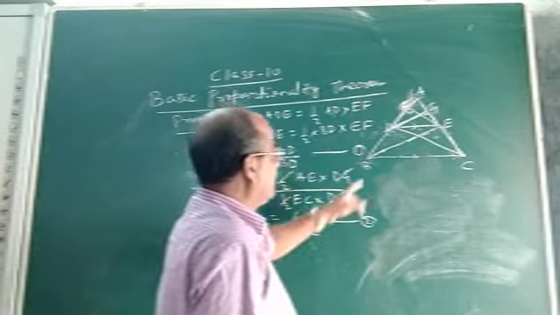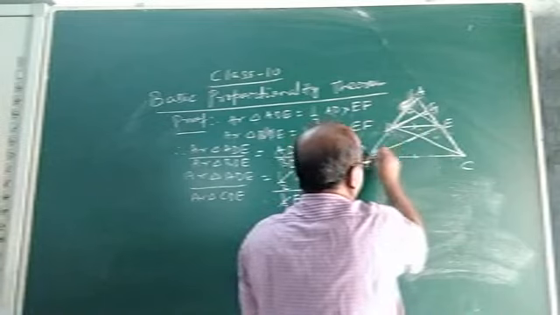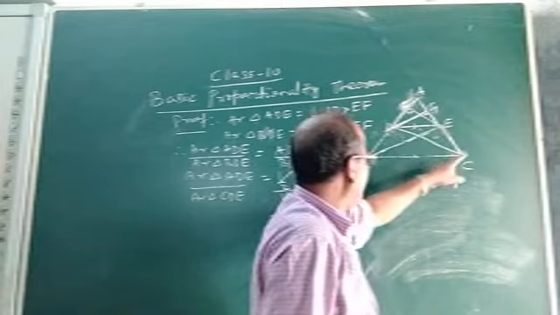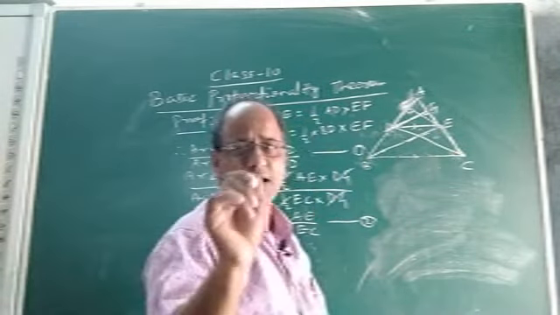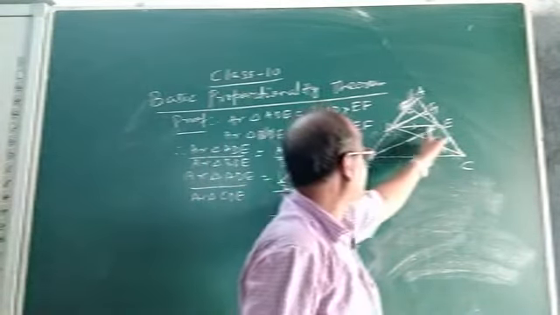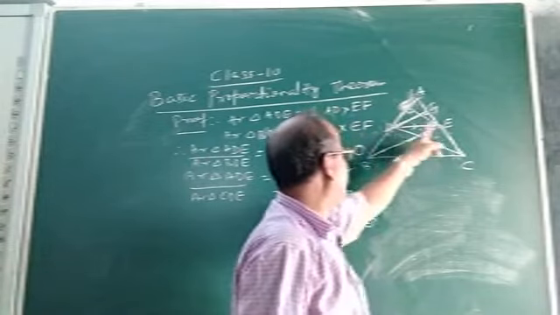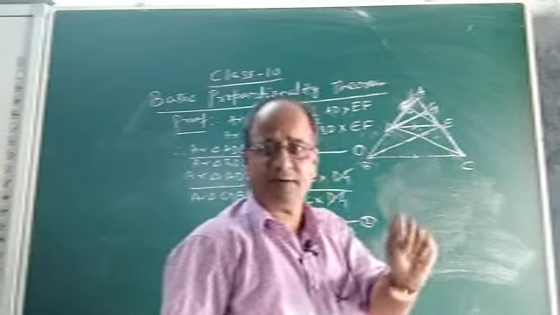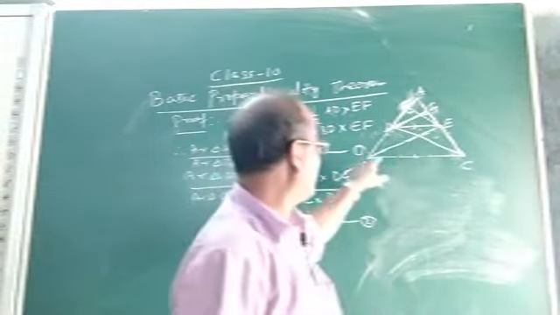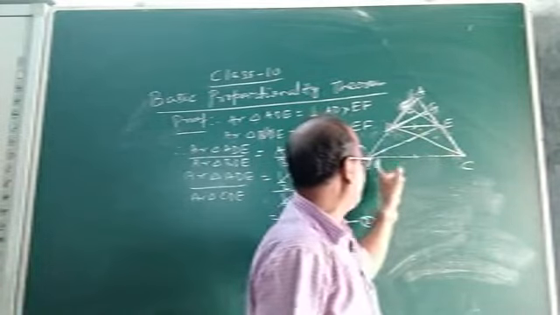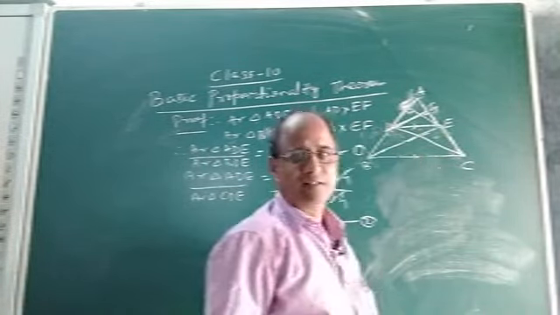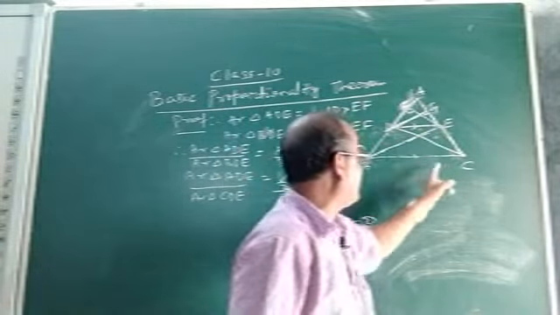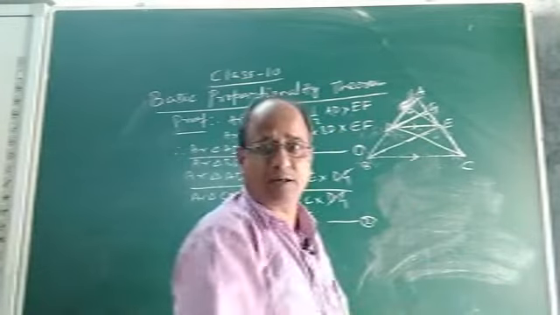Now look at triangle BDE and triangle CDE. They stand on the same base. What is the same base? The same base is DE. Triangle BDE stands on DE, and triangle CDE also stands on the same base DE. And these two triangles, BDE and CDE, also lie between the same parallels. Which are the two parallels? DE and BC. You are already given that DE and BC are parallel.